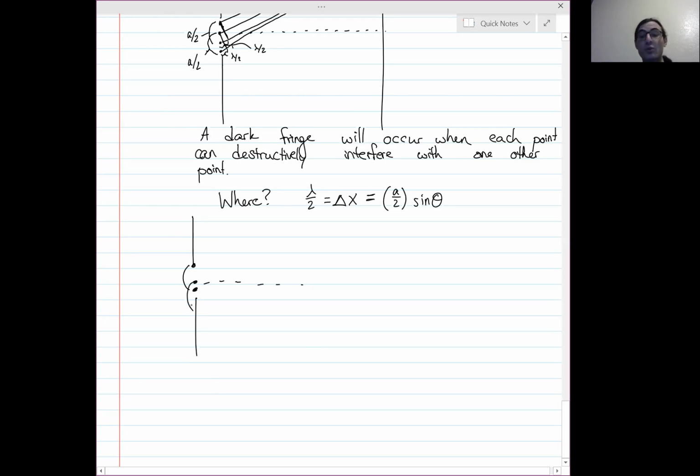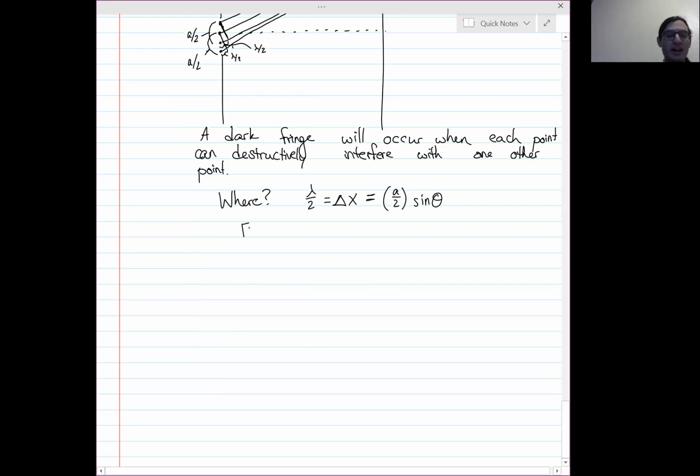So it has to be a over 2 or smaller, because you need the middle point to be able to destructively interfere with something, and you need the top point to be able to destructively interfere with something. That's why A over 2 is chosen here, because that is the first place where you can have destructive interference, the first distance between paired Huygens points.